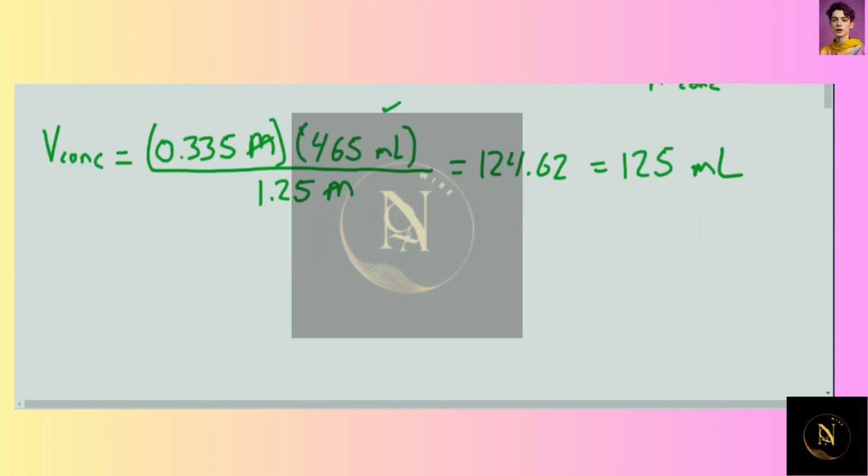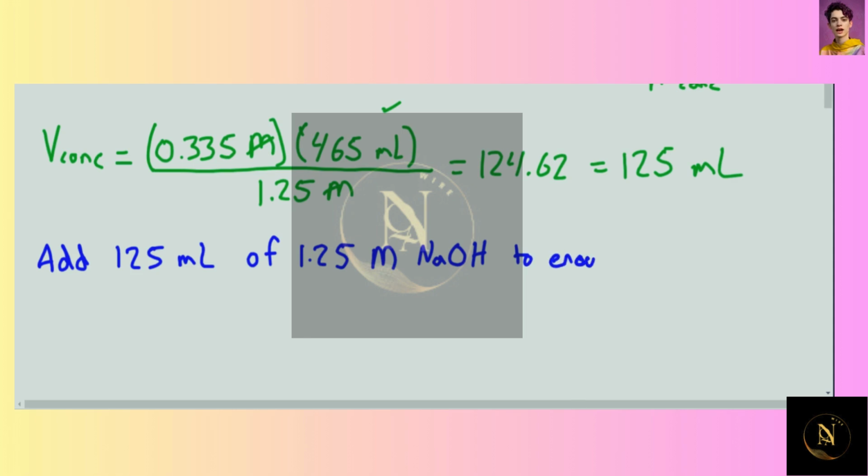So to answer the question, we would add 125 milliliters of this original 1.25 molar NaOH to enough water to make the final volume, 465 milliliters.